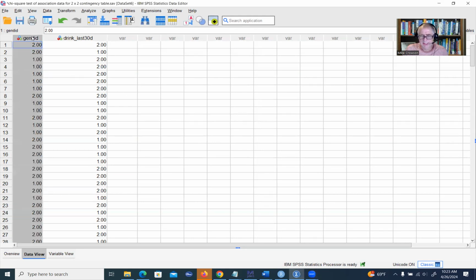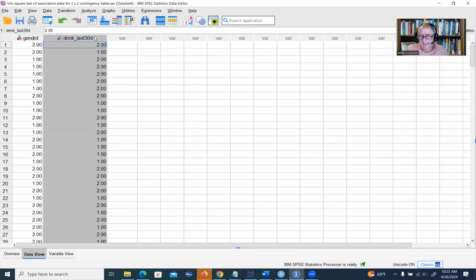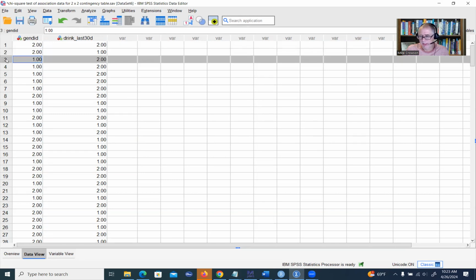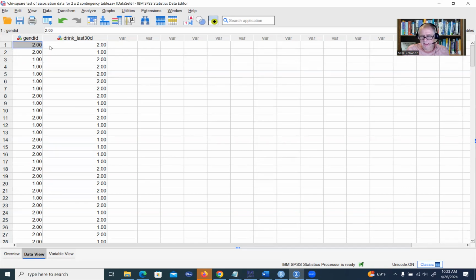In terms of the data that we have right here, we have an indicator of gender identification and an indicator of whether a person has had a drink over the last 30 days. And this is data that I simulated based on a report from the Oklahoma Department of Health. So think of each row in the data as representing an individual that might be sampled from the population at large, and where they reported on their gender identification and also whether they have had a drink over the last 30 days.